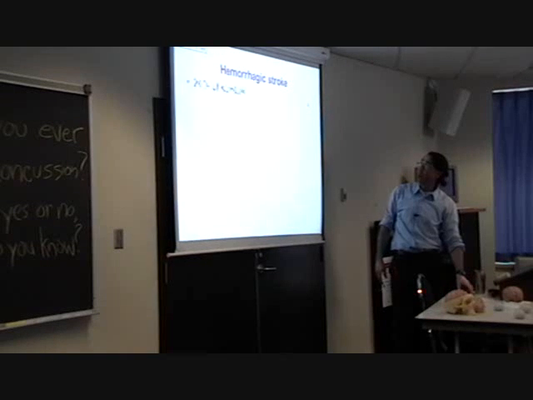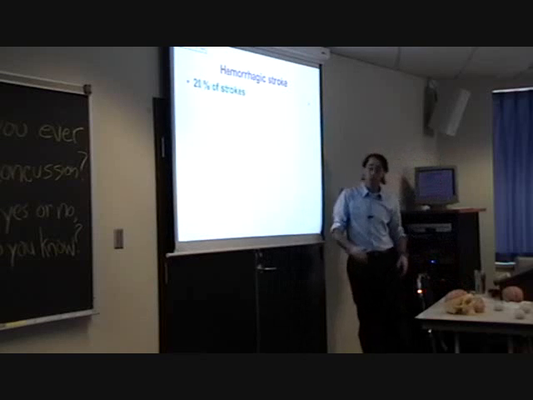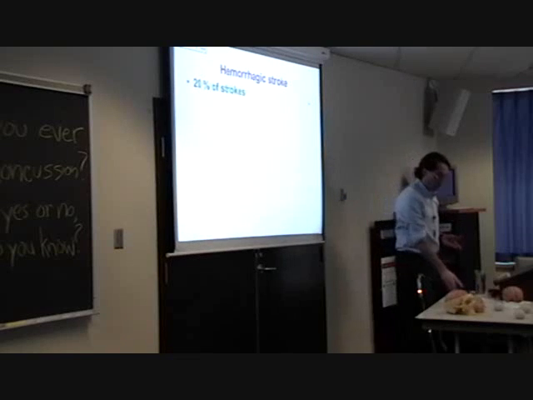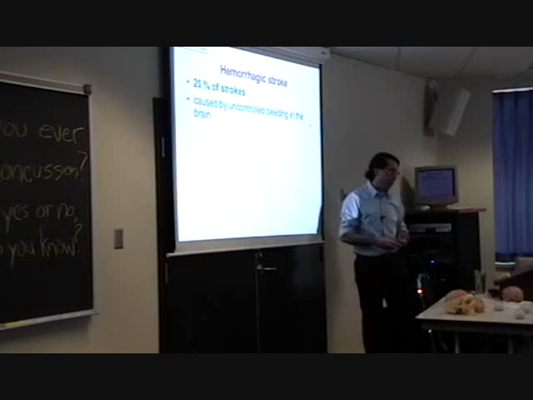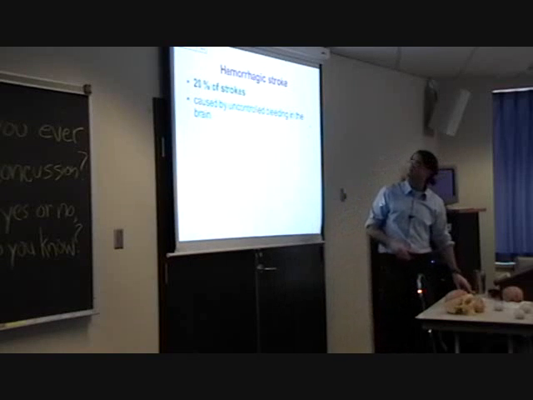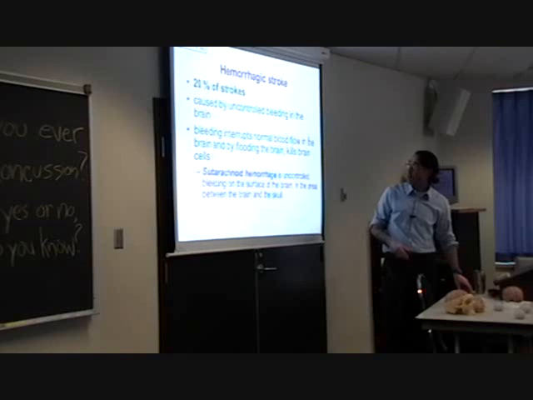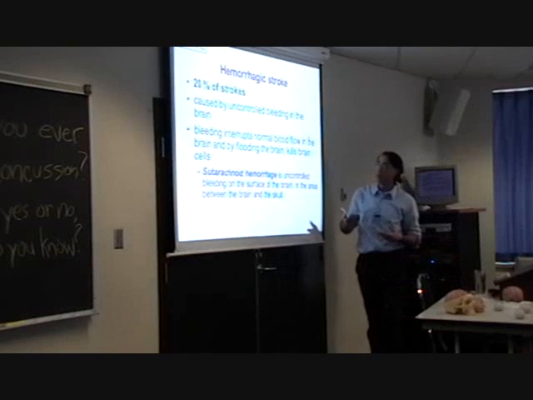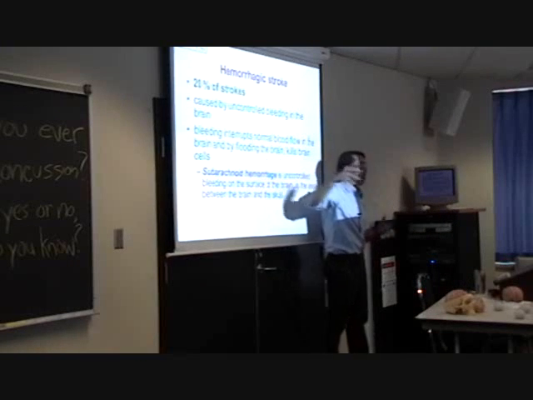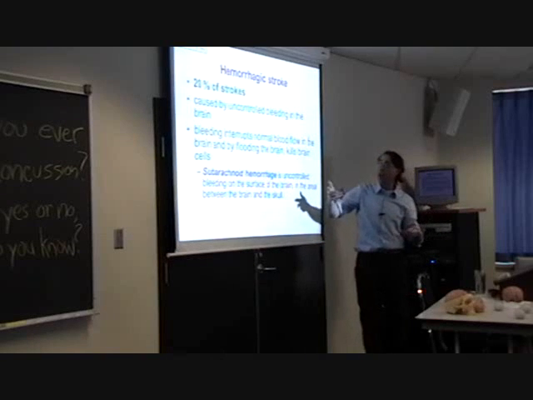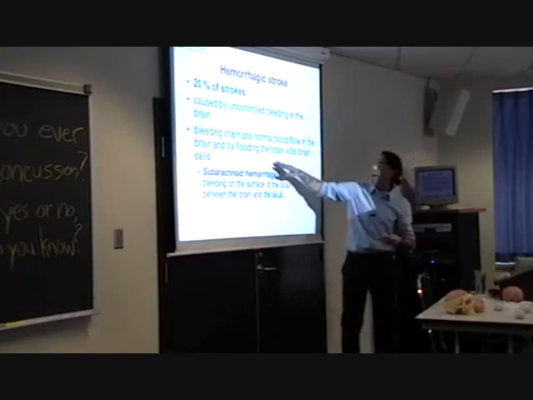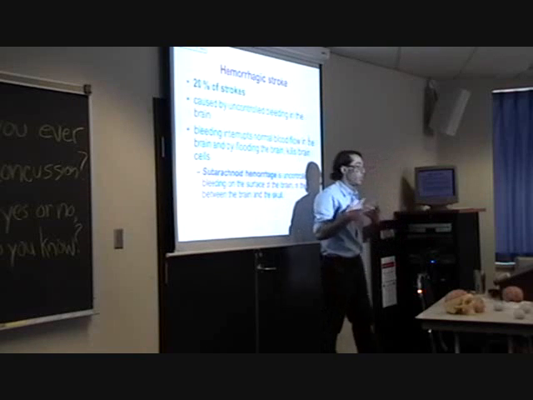So this is now in comparison to the hemorrhagic stroke. It's 20% of the strokes. Uncontrolled bleeding in the brain. And this actually, I'll just put this up here, because it's a very similar idea: once the blood is leaking out from the arteries, it's not going to the proper place, it's flooding the brain, and then it's killing brain cells.